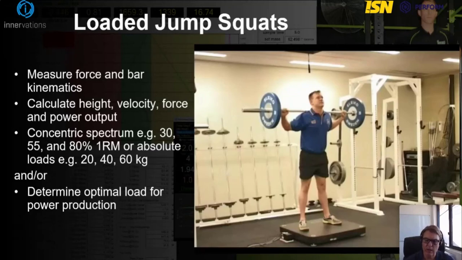You can use it to determine the optimal load for power production, and this is some work that Greg Wilson and I did back in the 80s, early 90s. So what you will see is as you increase the load, the actual power output will increase to a certain point, and then it will actually decrease. Now, there's a very strong biomechanical and physiological rationale that athletes should train at the load that optimizes their power output. And so you can use this test to determine what their optimal load is, and then use that in parts of their training. Not all their training, of course, but in parts of their power training.